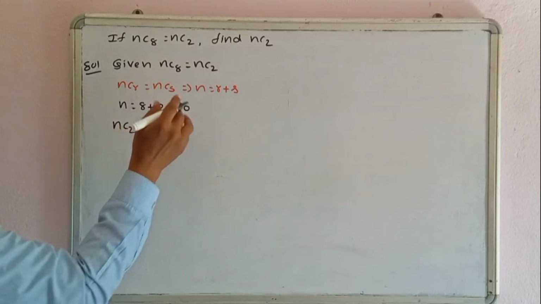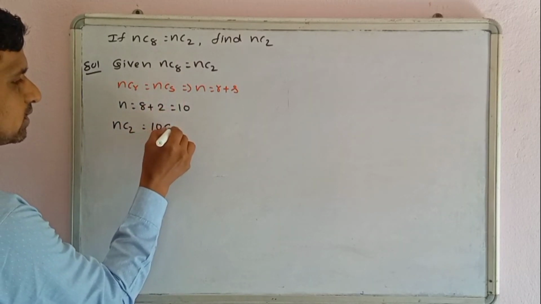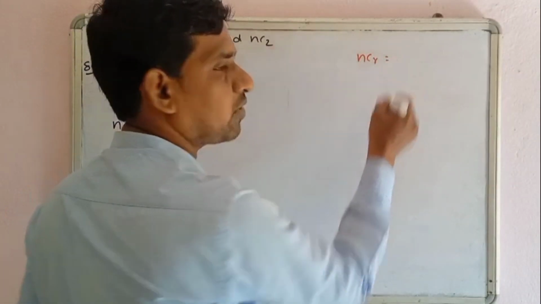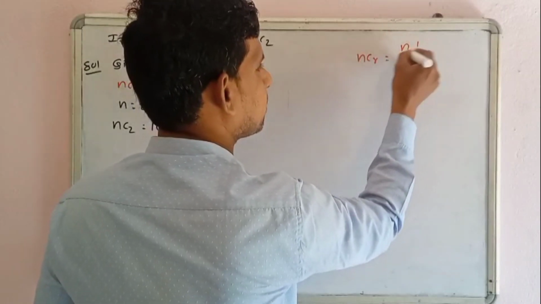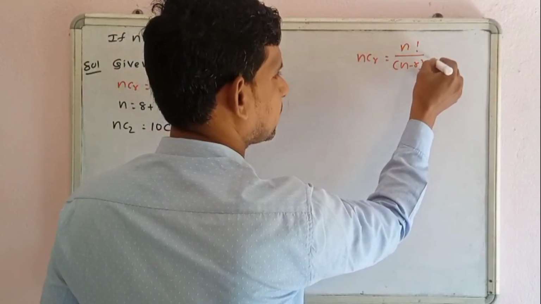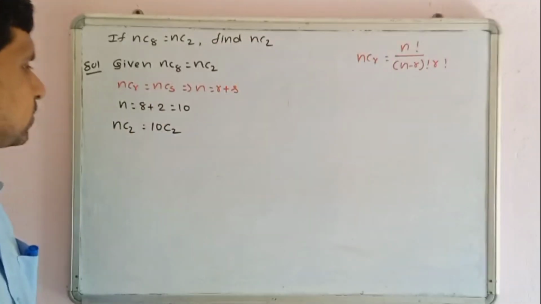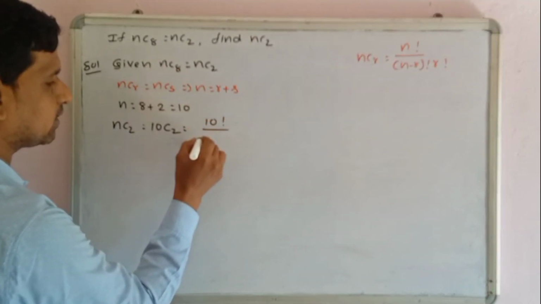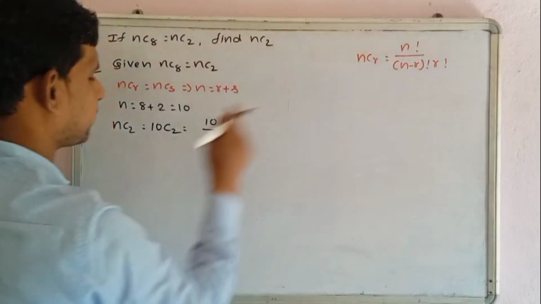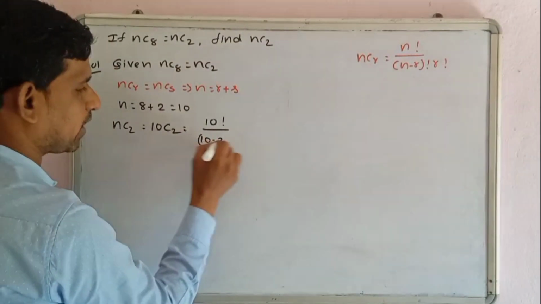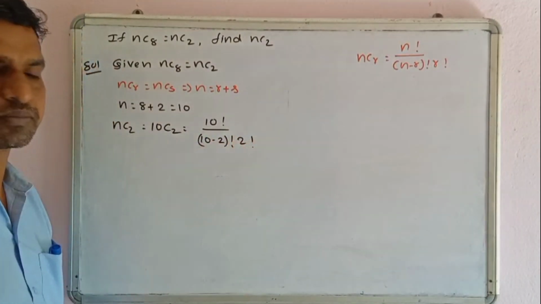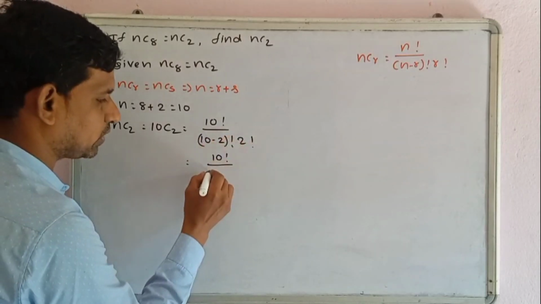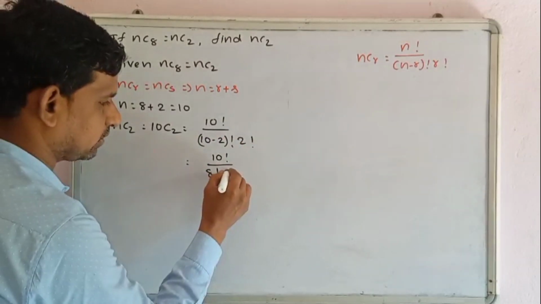So nC2, n value here is 10, 10C2. Okay. We know the nCr formula. What is the formula for nCr? n factorial by (n minus r) factorial into r factorial. So here 10C2 equals 10 factorial by (10 minus 2) factorial into 2 factorial. Okay, 10 minus 2 is 8 factorial into 2 factorial.